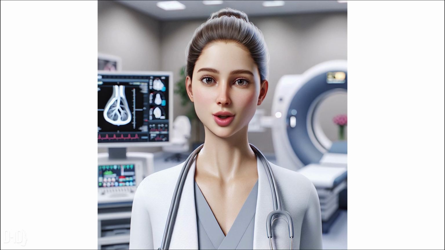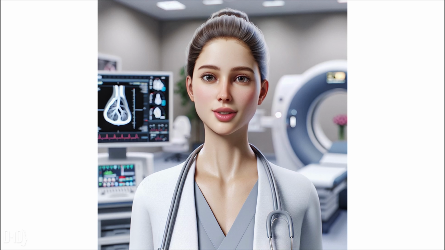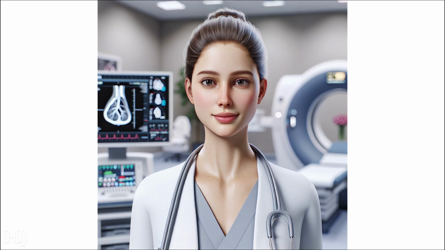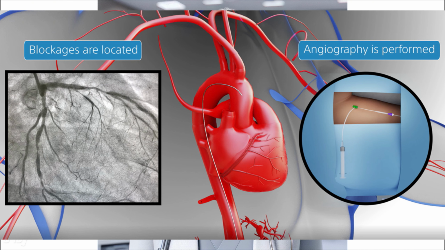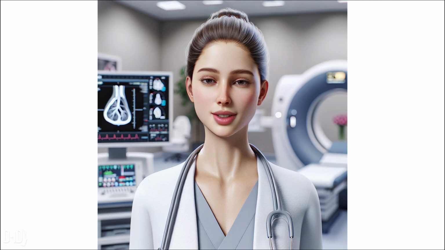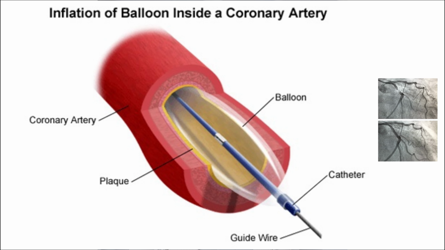The procedure starts with catheter insertion. A thin, flexible tube called a catheter is inserted into a blood vessel, usually in the wrist or groin. The catheter is guided to the blocked artery using X-ray imaging. Once the catheter reaches the blockage, a smaller catheter with a deflated balloon at its tip is threaded through. The balloon is inflated to compress the plaque against the artery wall, widening the vessel.